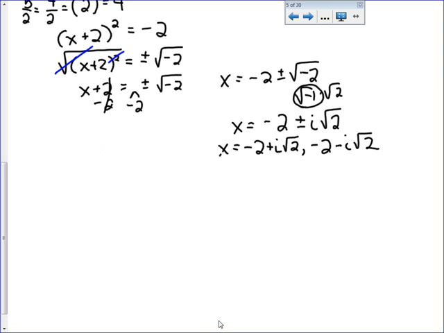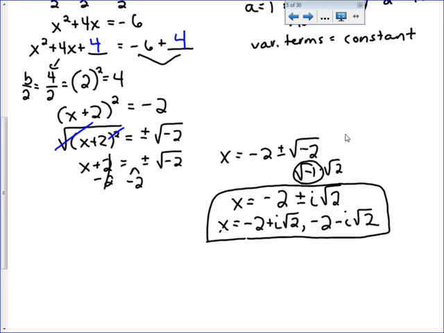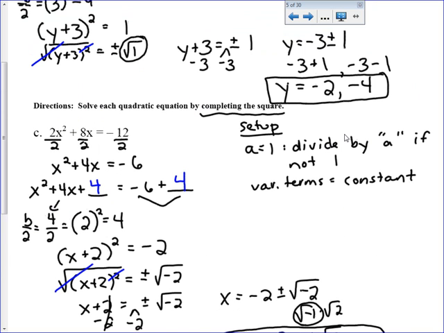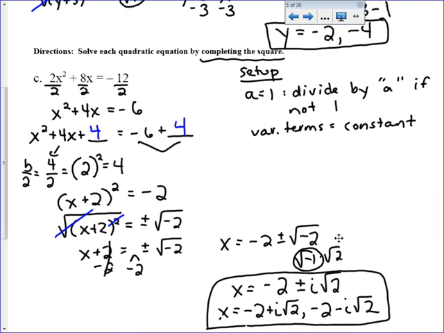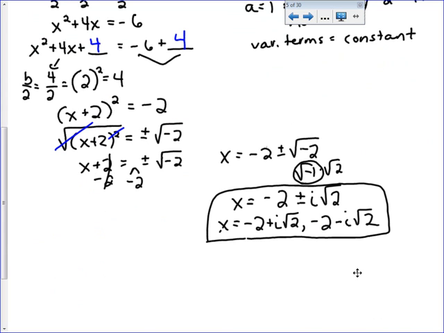But for that, could I just leave it with the plus or minus? As long as you remember the plus or minus, yes, you could. Because there's actually both a square root and an i, which means they're not going to be like terms with the negative 2 out front. So it's okay to leave this one stacked. The only time you can't is if it ends up like the previous problem, where there's no square root and there's no i.